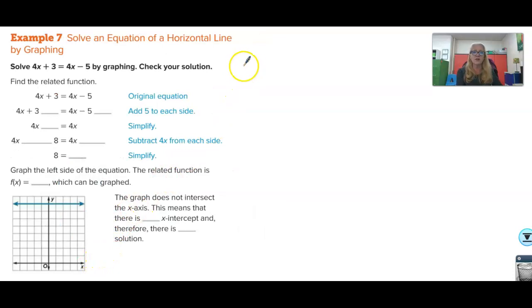Solve an equation of a horizontal line. Okay, now a horizontal line is not going to have an x-intercept. Okay, it's going to have a y-intercept, as you can see here. It's going to cross y at some point, but it's never going to touch x.